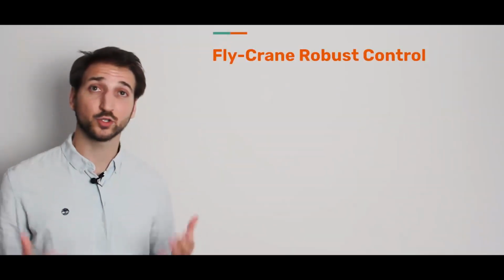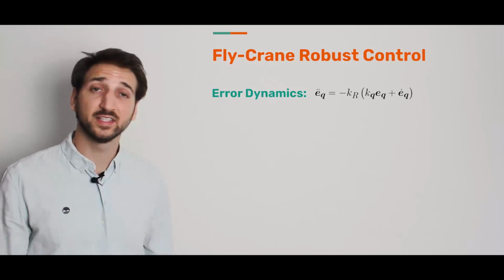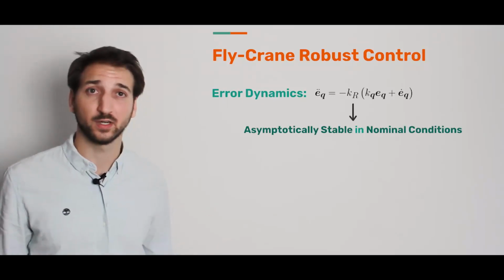Since we are applying a proportional controller on the error, let's have a look at the error dynamics. Written in this way, it is asymptotically stable in nominal condition. But what happens if we consider uncertainties?